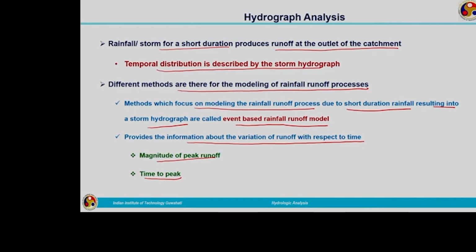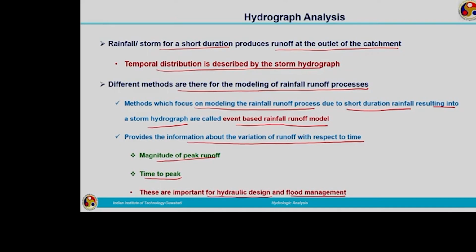So, in such cases we will choose a rainfall event having a certain duration, and event based rainfall runoff modeling will be carried out to understand the peak runoff and also the time to peak. These are very important for hydraulic design and flood management. If you are planning certain flood management strategies, we need to have an idea about the time to peak flood and also the magnitude of the peak runoff. Based on that, for different areas, different types of flood management strategies need to be proposed.